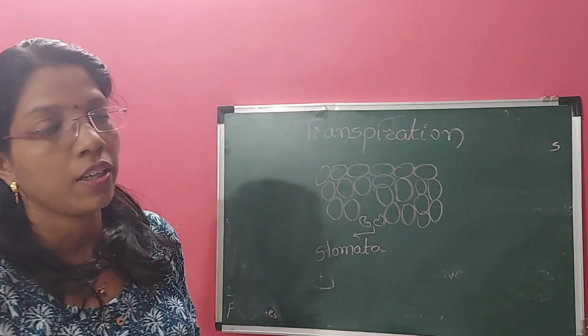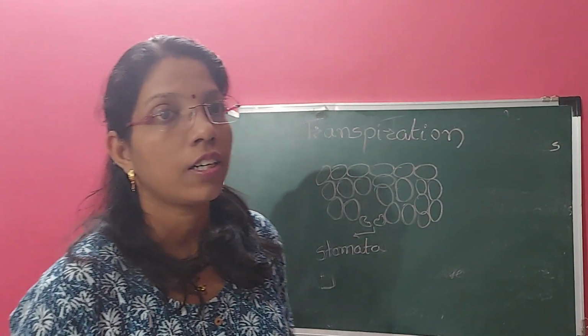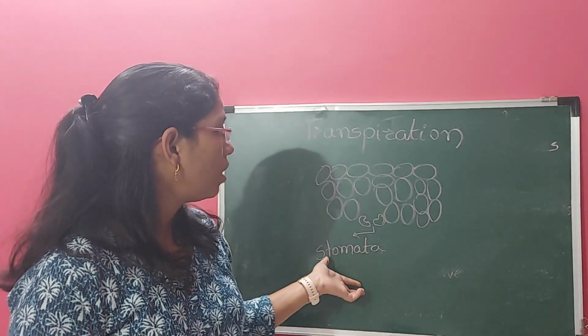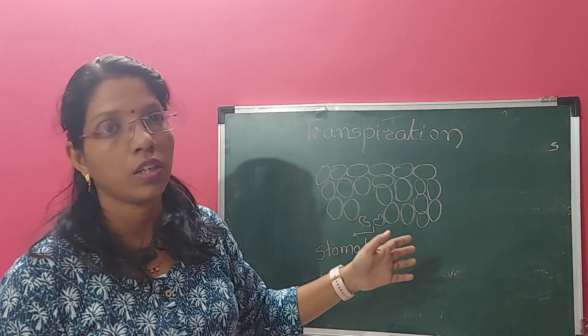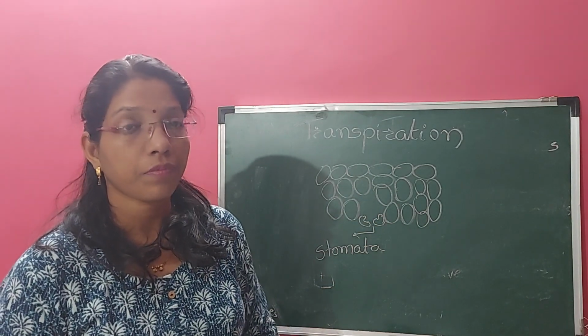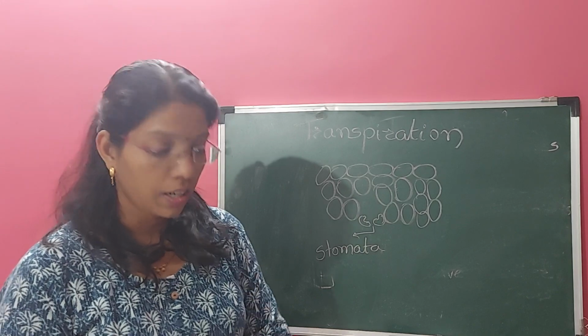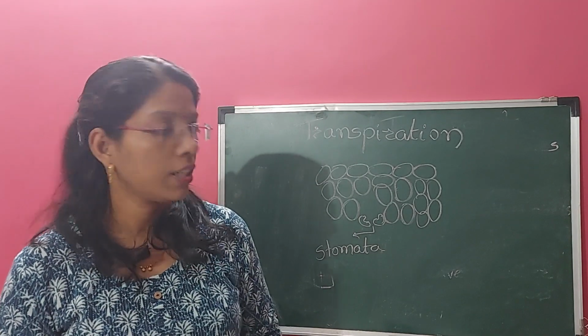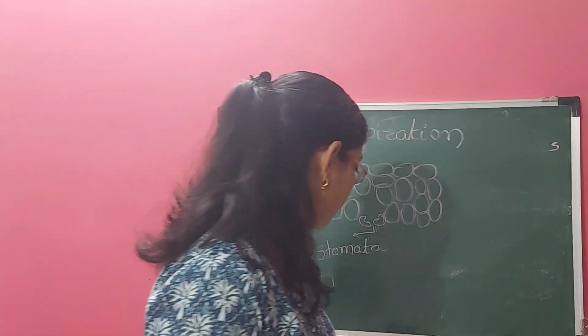So that was remaining. Now we are going to see the second topic, which is transpiration. We have drawn the diagram for stomata, the openings present on the leaves of the plant, through which excess water is removed.